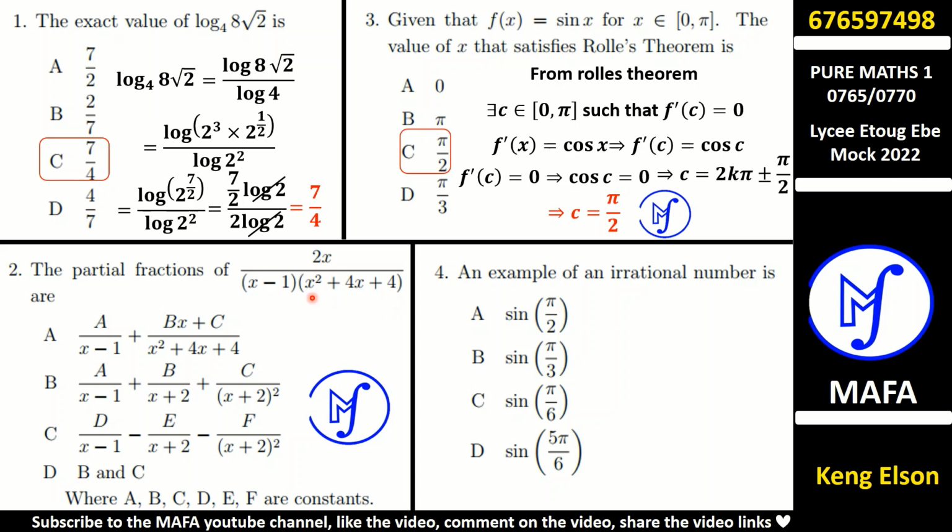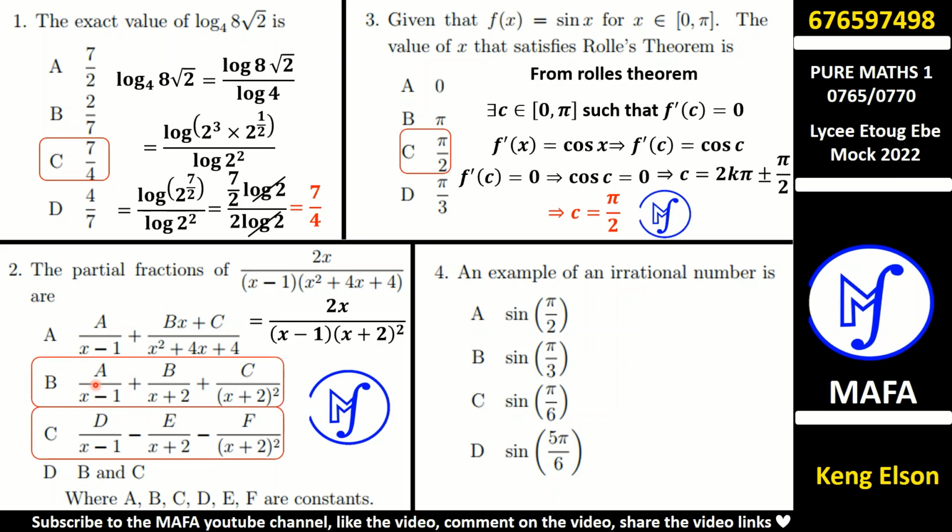So the first thing is that we identify x squared plus 4x plus 4 as a perfect square, which is (x plus 2) all that squared. So after doing this, now we can verify the various options. So we are going to have a constant over the linear factor plus a constant over the first linear factor here plus a constant on the second linear factor all squared. So option B and option C are correct.